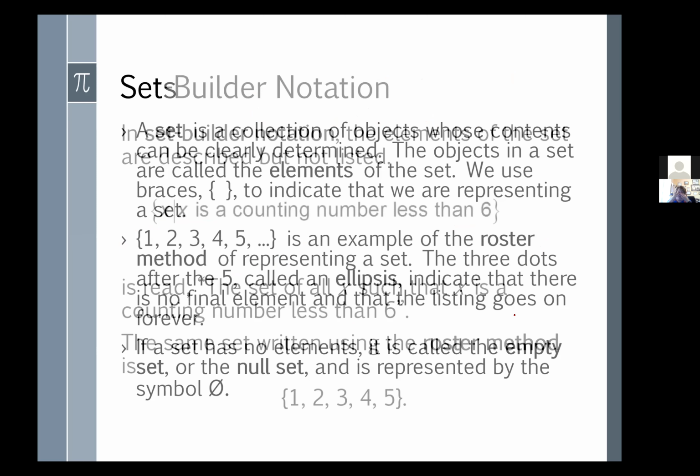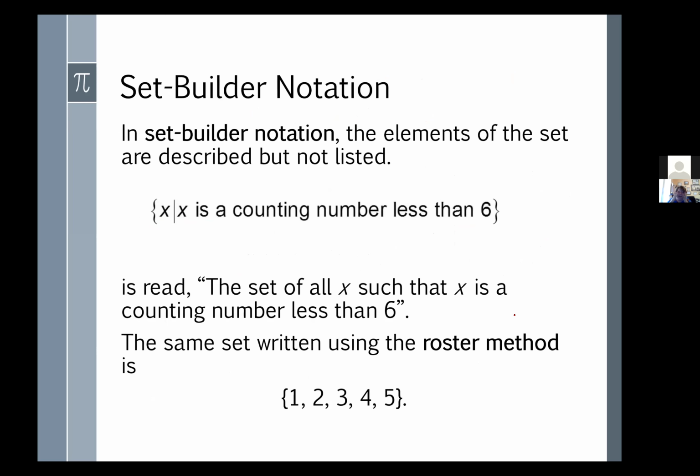Okay. So another way of listing sets is just by describing them, and this is called set builder notation. Set builder notation describes the elements in the set, but it doesn't list them. And the way this is read is we have a brace here, so that's read the set of X.